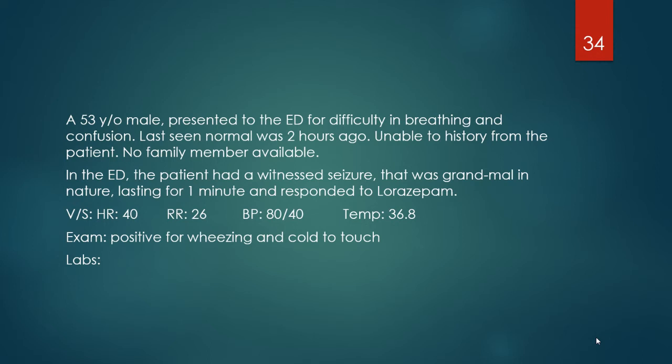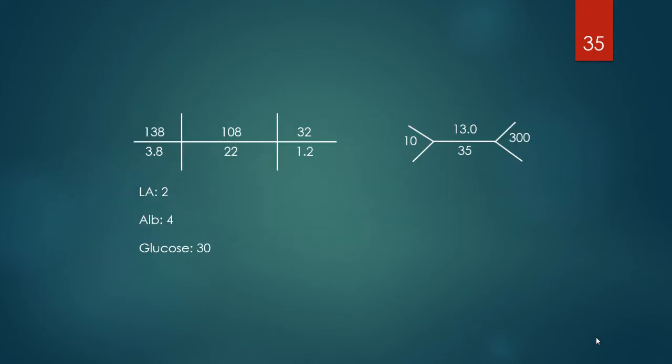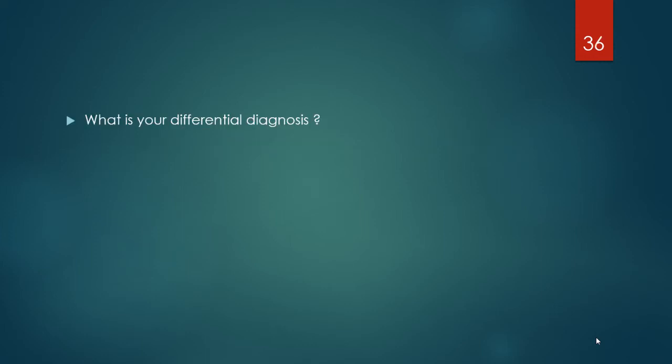These are the vitals. Heart rate 40, respiratory rate 26, blood pressure 80/40, temperature 36.8, and the only positive thing on exam is he's wheezing. These are the labs. Sodium 138, K 3.8, chloride 108, bicarb 22, BUN 32, creatinine 1.2, CBC within normal, lactate of 2, albumin of 4, and glucose of 30. What do you guys think?